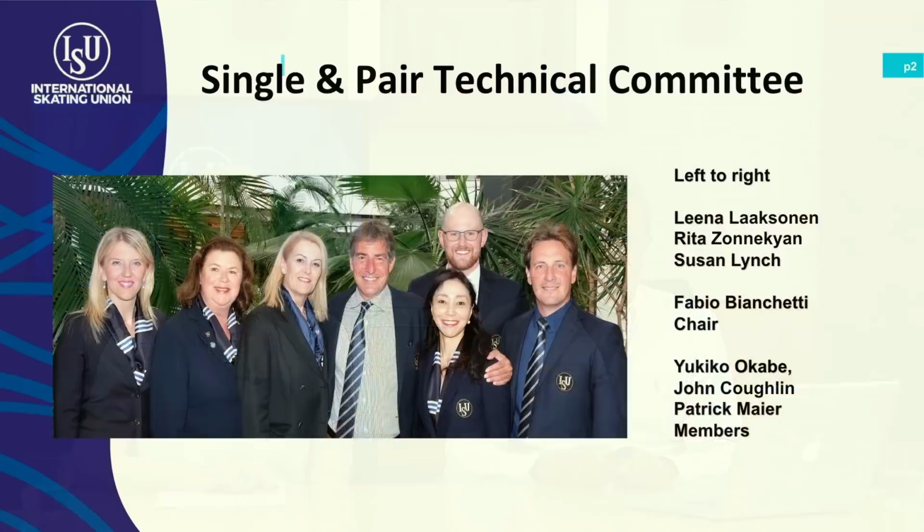Before we start, I would like to introduce our team and the Single and Paired Technical Committee. As you see from this picture, left to right: Lena Laaksonen, Rita Zoniken, Susan, who is with us, Yukiko Okabe, John Coughlin, and Patrick Meyer.